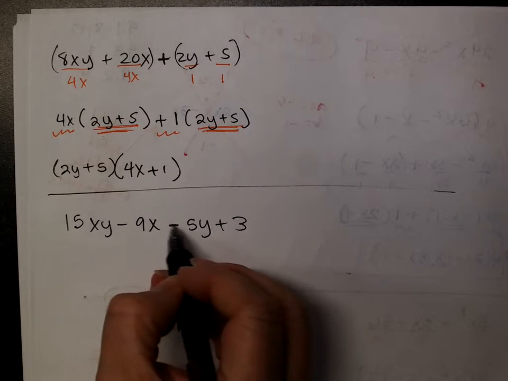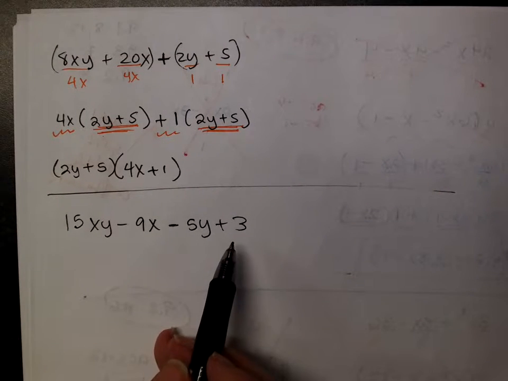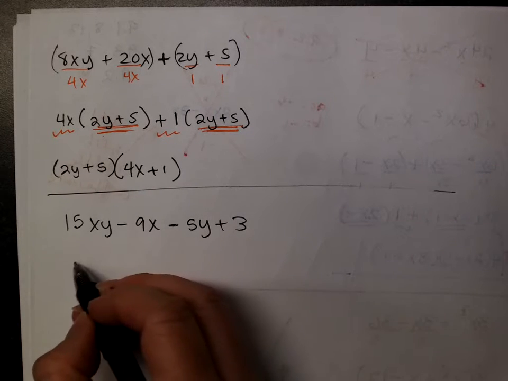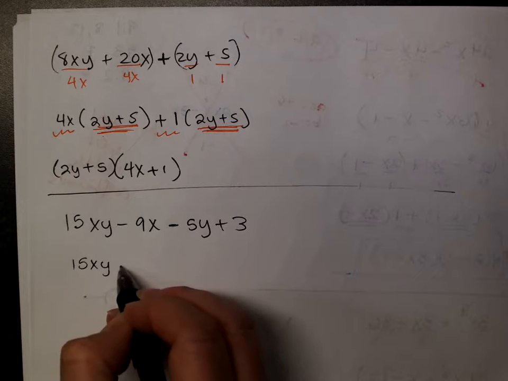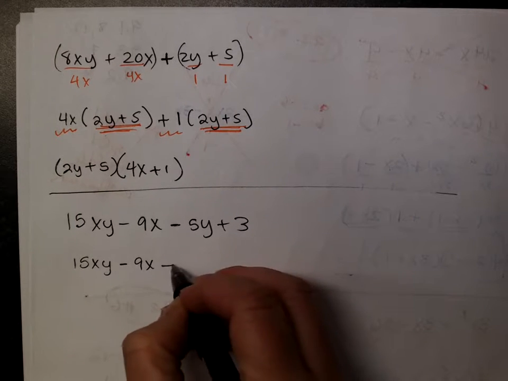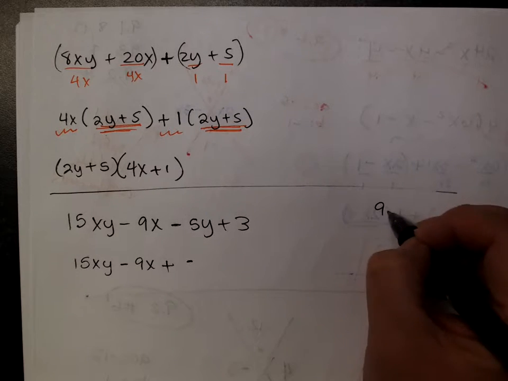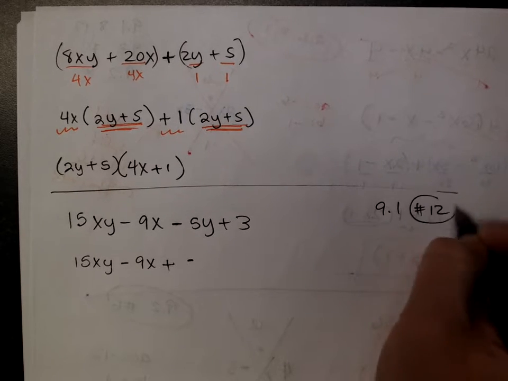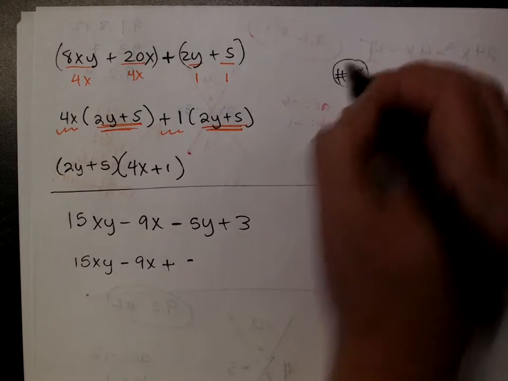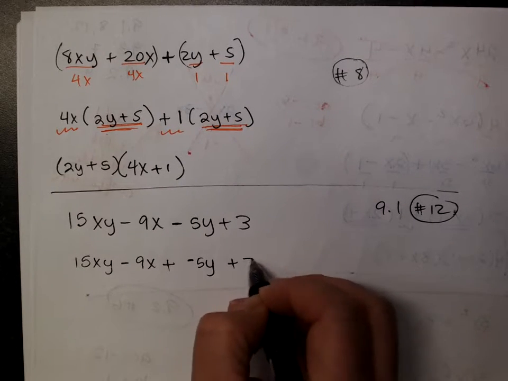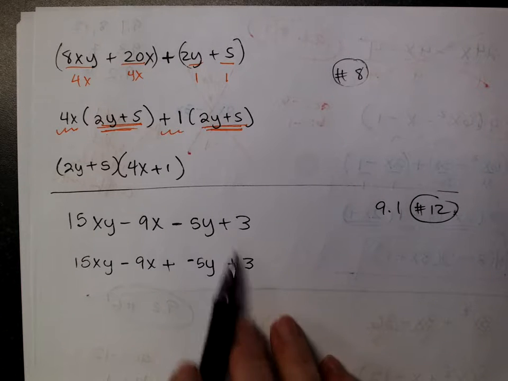Now, caution though. You say, okay, well I have 4 terms, so I'm going to do grouping. But then there's the negative 5y. This is number 12 in 9.1, and this was number 8. So plus negative 5y, and that protects this as plus 3. Now, this is a negative 5y, and that's a plus 3.